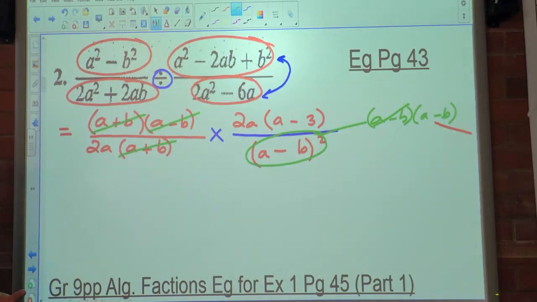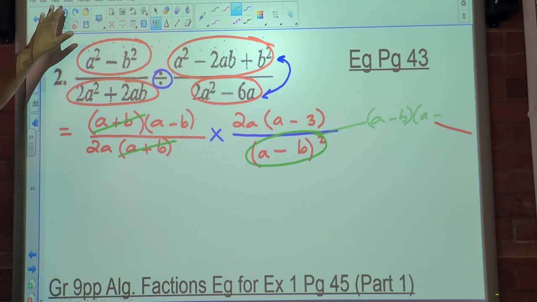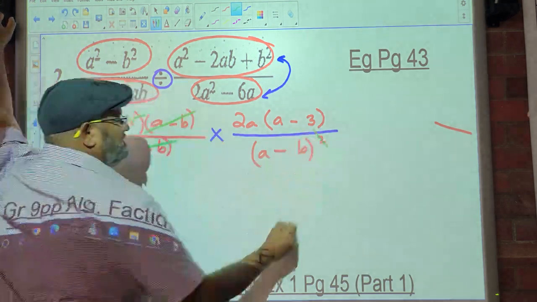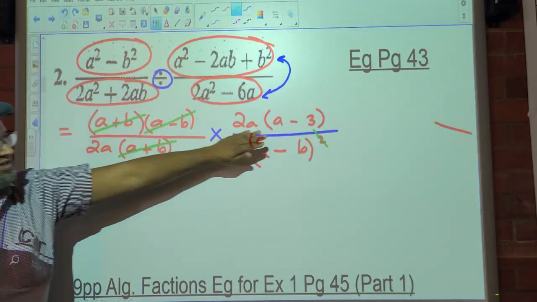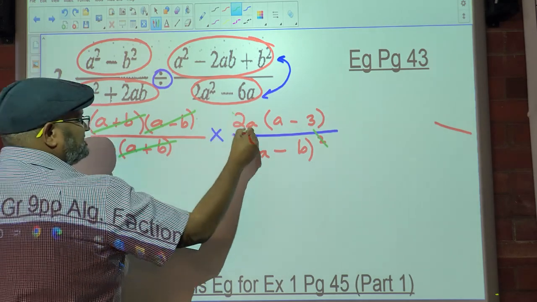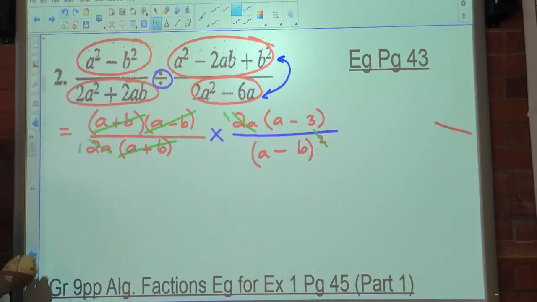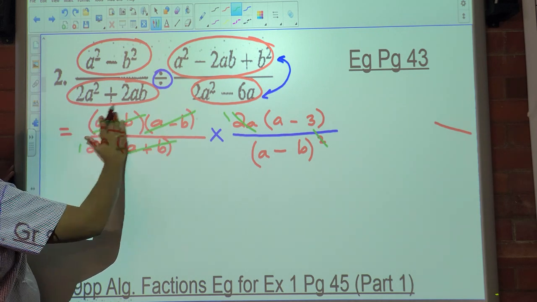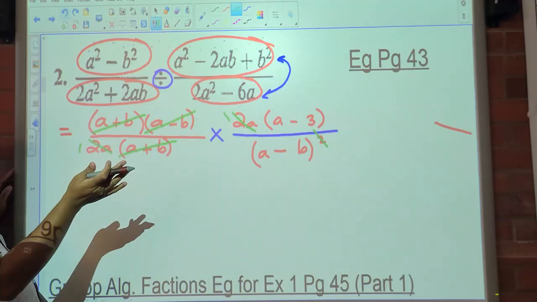So what are we left with? The other one, which is a minus b. Are you all okay with that? So a minus b cancels with one of those a minus b's, leaves me with a minus b left. What else? 2a goes into 2a once. 2a goes into 2a once. So in the first fraction, what are we left with? 1 over 1. Not so.